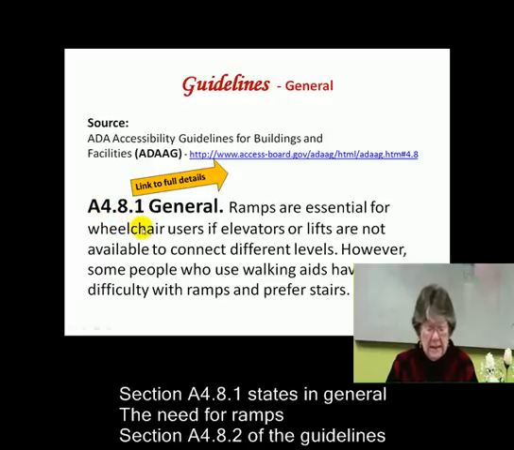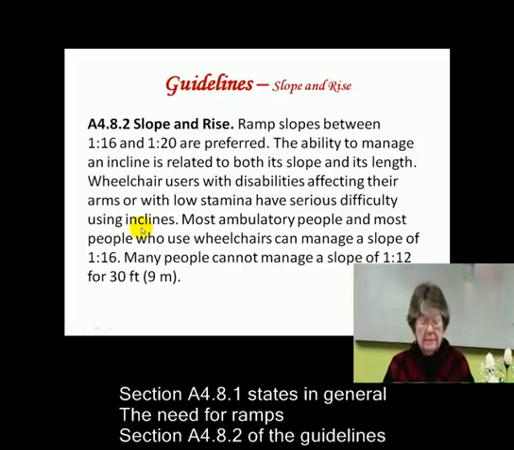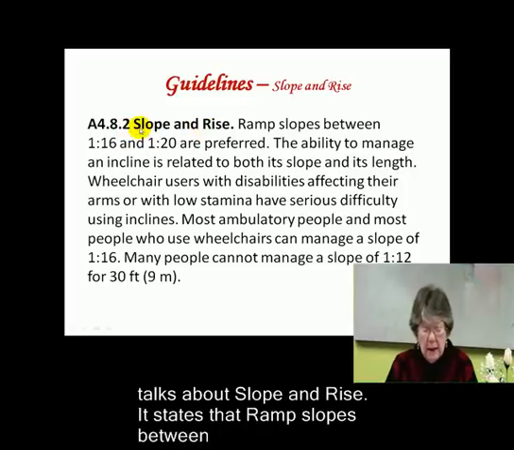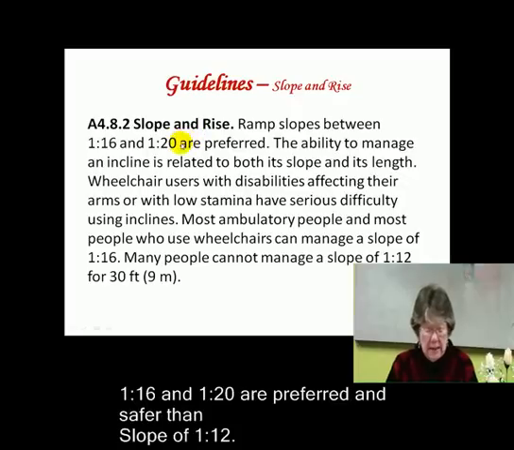Section A4.8.1 states in general the needs for ramps. Section A4.8.2 of the guidelines talks about slope and rise. It states that ramp slopes between 1:16 and 1:20 are preferred and safer than slopes of 1:12.